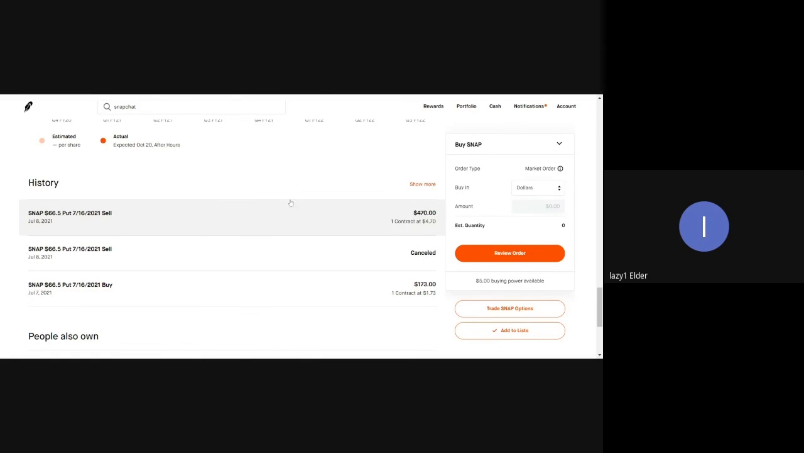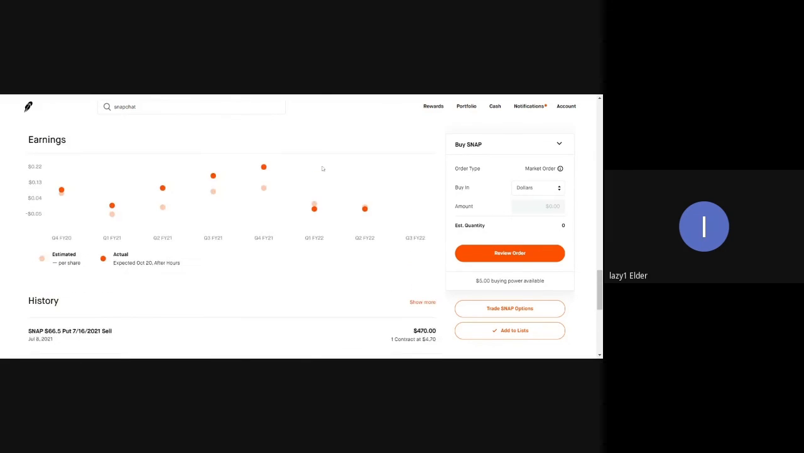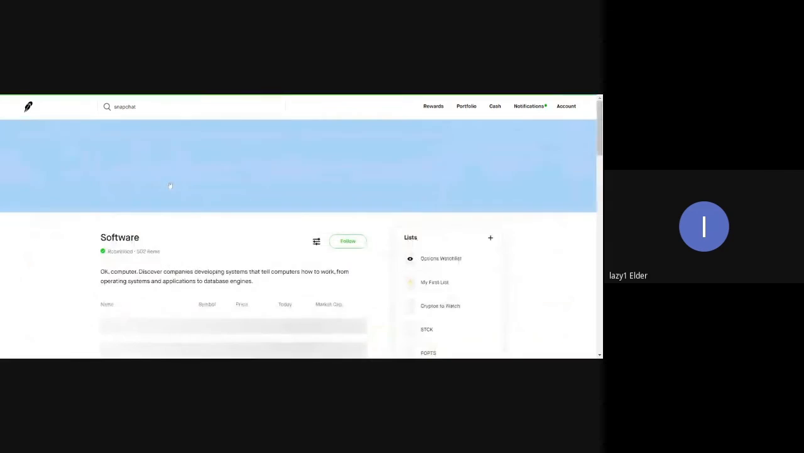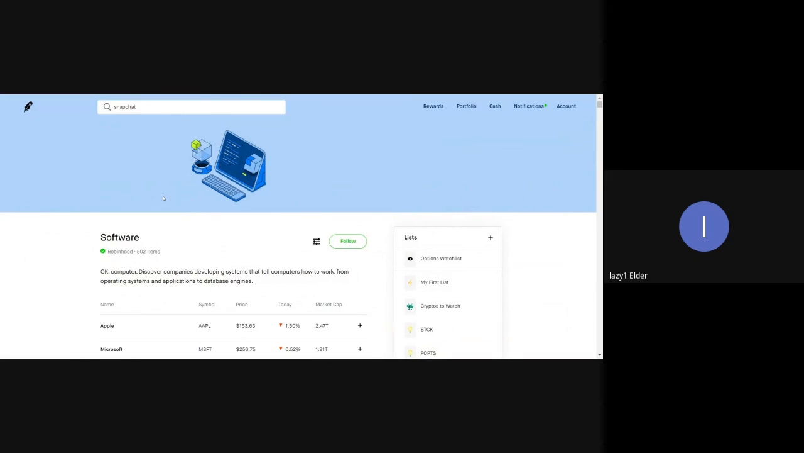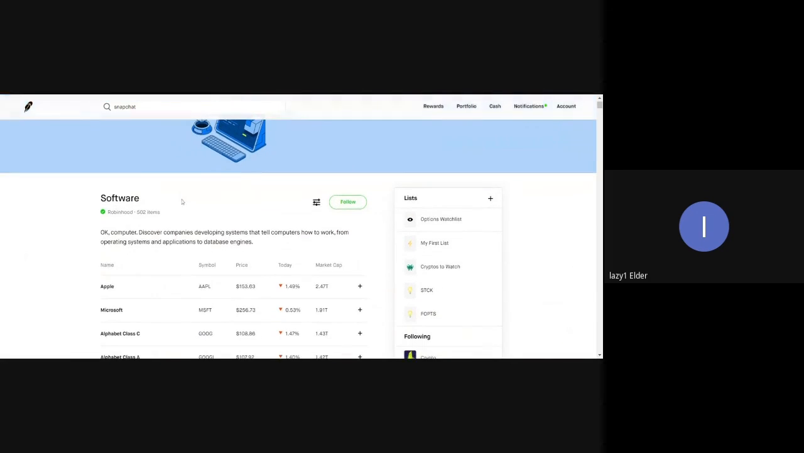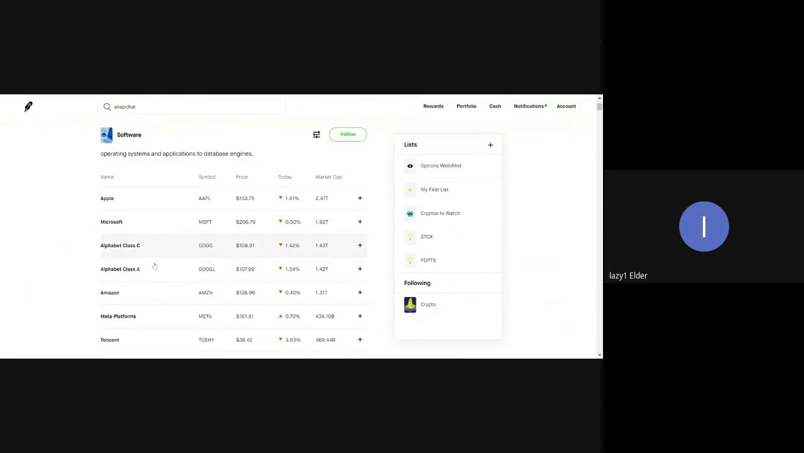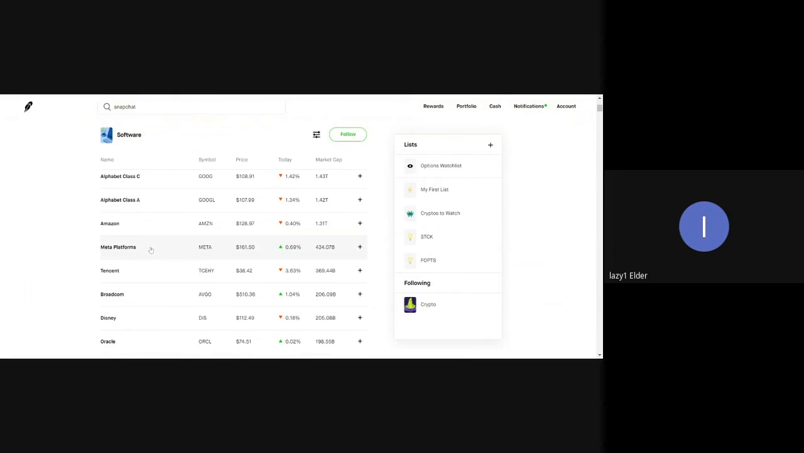That's what this shows. What else? And see how it says related list and everything. Let's go to software. This is one of the sectors, and it's showing you everything that's related to software. Apple is technology, software. Microsoft. Alphabet is Google. And remember, Google is split, so you have Class C and Class A. Amazon, Meta Platforms, which would be Facebook, Tencent.